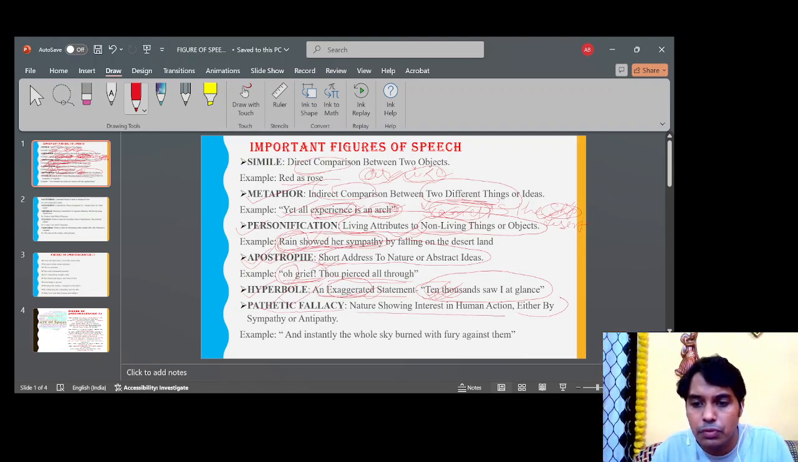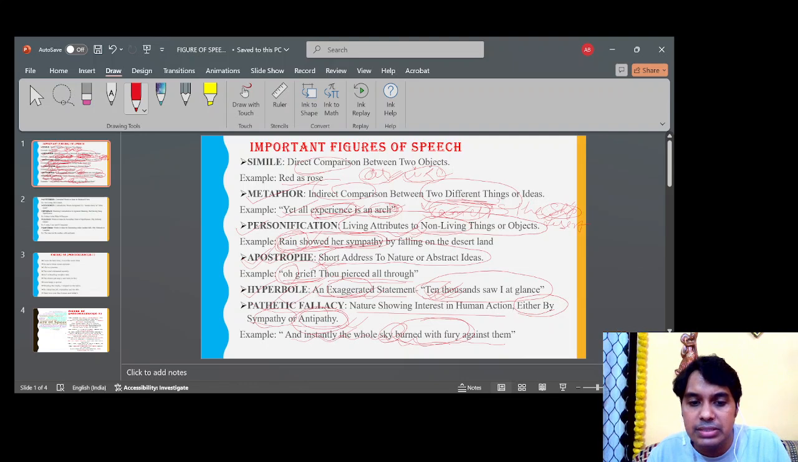Now the most important feature is either sympathy or antipathy. Either nature showing feelings, that is sympathetic, or showing rage, anger, that is antipathy. What is the example? Here is an example: and instantly the whole sky burned with fury. Burned with fury means the sky as if got angry and burned with fury against them. So that is of course antipathy, it is not at all sympathy.